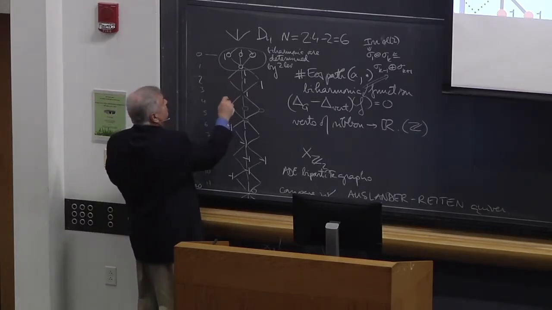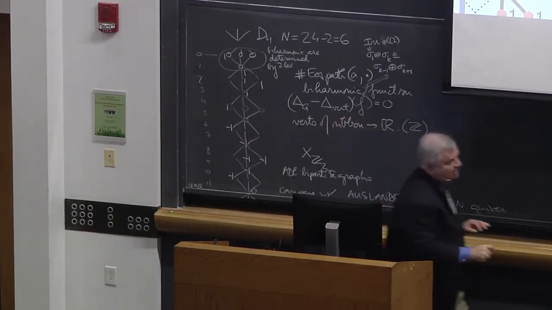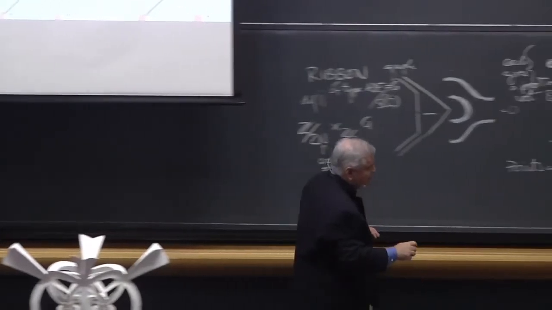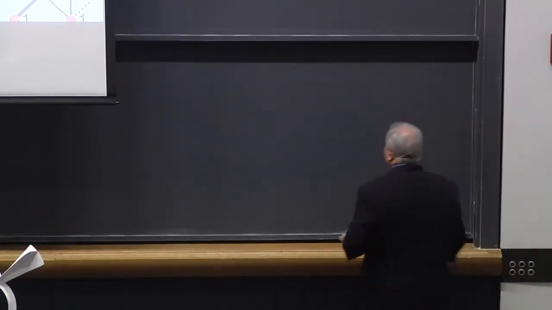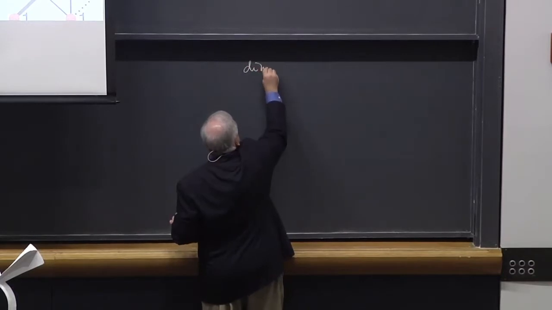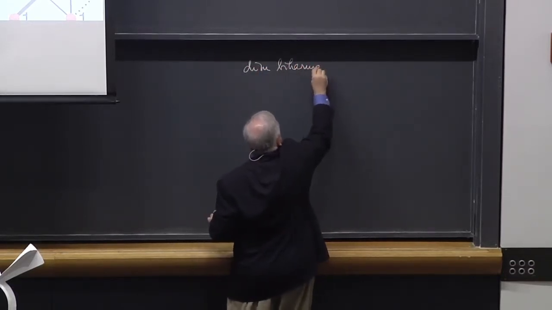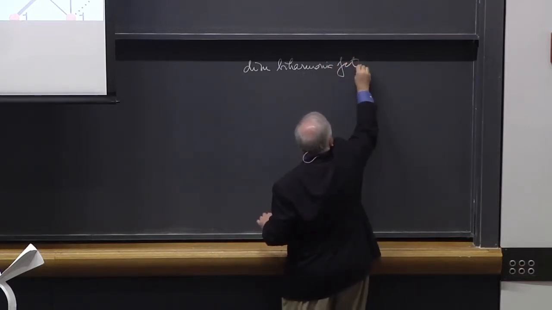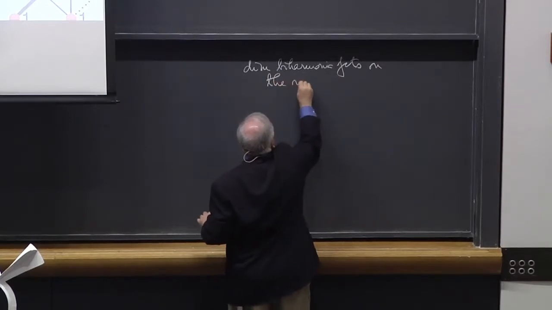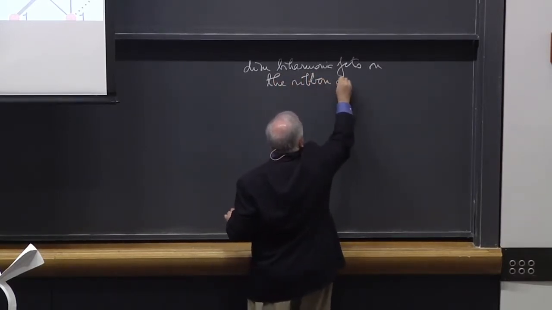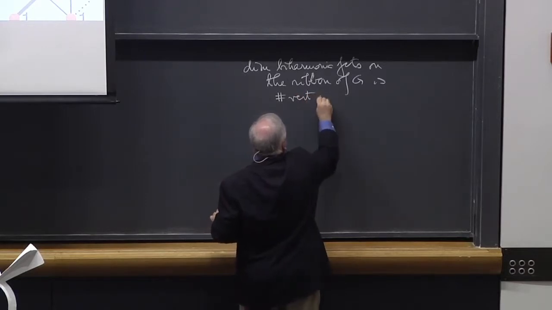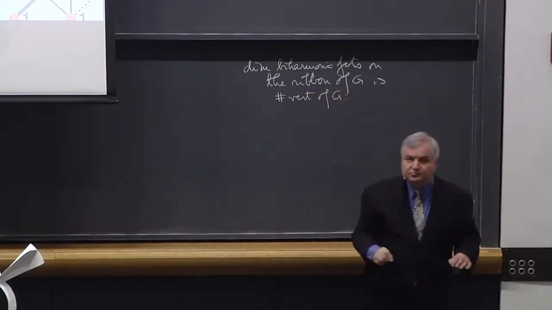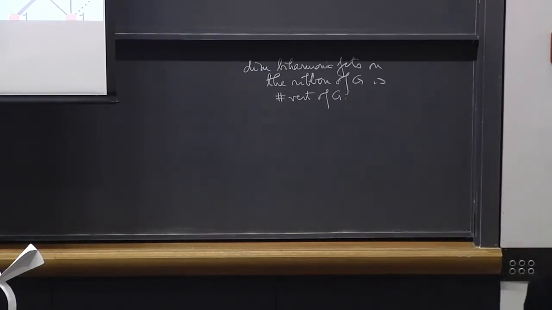So the space, it means that I want to keep that. So I'm going to lift this blackboard. So it means that the dimension of the biharmonic functions on the ribbon of G is the number of vertices of G. So in particular, for the graph D4, the dimension is 4.